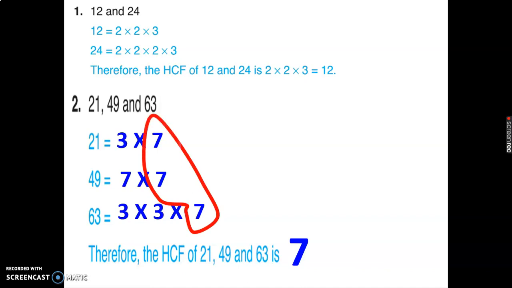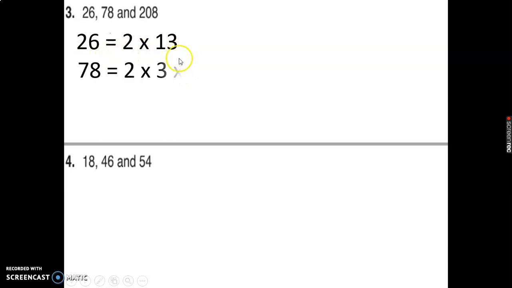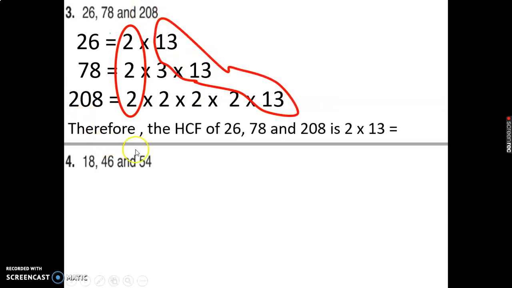Okay, let's proceed. We have number 3: 26, 78, and 208. The factors of 26 are 2 times 13. The factors of 78 are 2 times 3 times 13. The factors of 208 are 2 times 2 times 2 times 2 times 13. So the common factors are... very good. Therefore, the highest common factor of 26, 78, and 208 is 2 times 13, which is equal to 26. Do you understand? So please copy and answer.